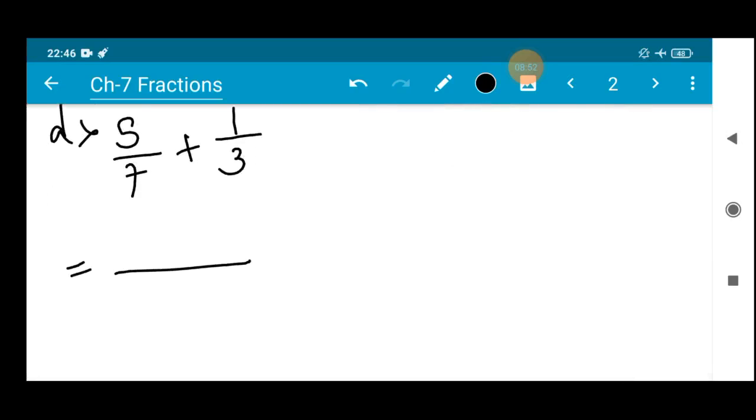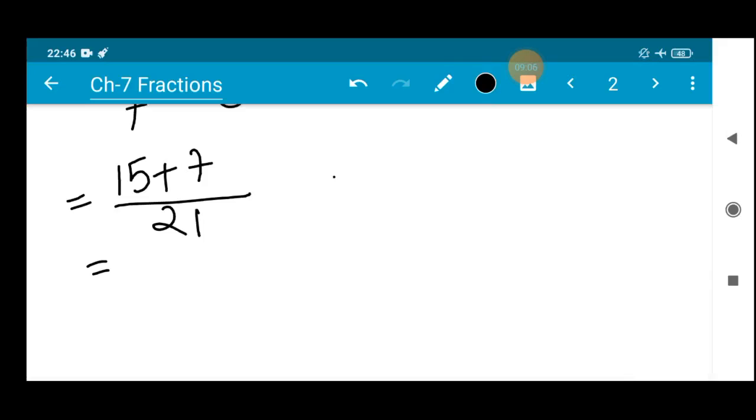So the LCM of 7 and 3, both are prime numbers, so directly we can have 21. Now cross multiply it. 5 3s are 15, yes, and 7 1s are 7. So 15 plus 7 is 16, 17, 18, 19, 20, 21, 22. 22 divided by 21 is the answer of part D.